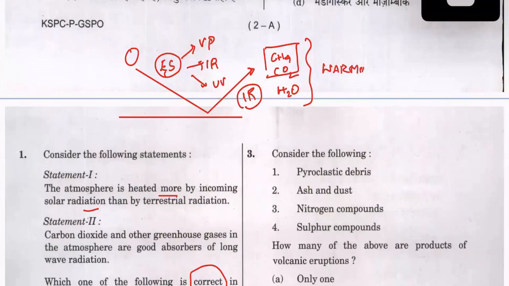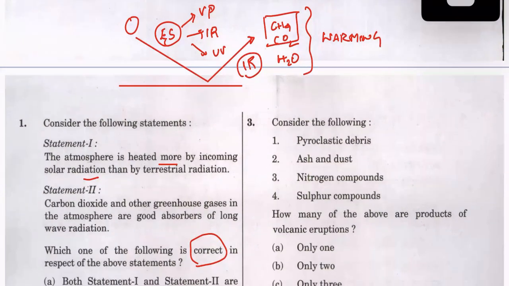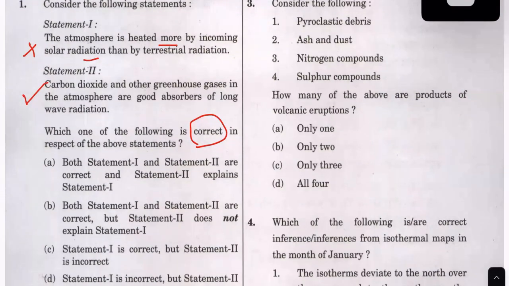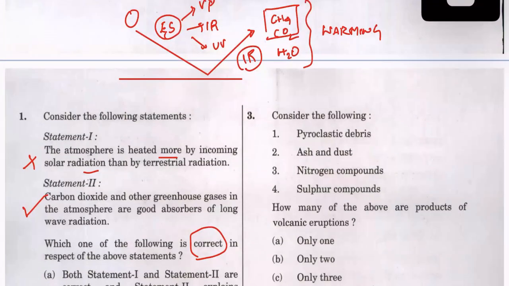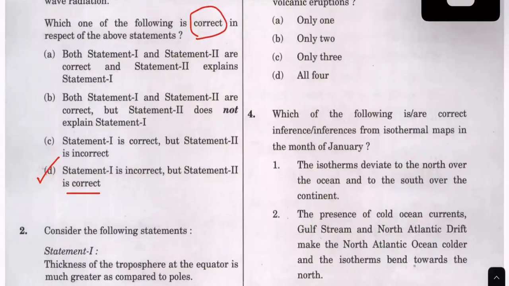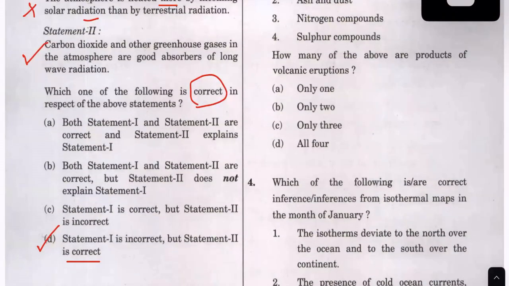Now come to what the statement is saying. They are talking about incoming radiation being high. This is actually wrong. In this kind of statement, you can check: if statement 1 is incorrect, statement 2 is automatically correct. Carbon dioxide and greenhouse gases, as I said, absorb long wave radiation. So this can be a question which can be taken.